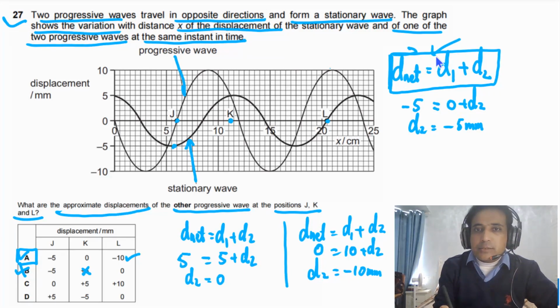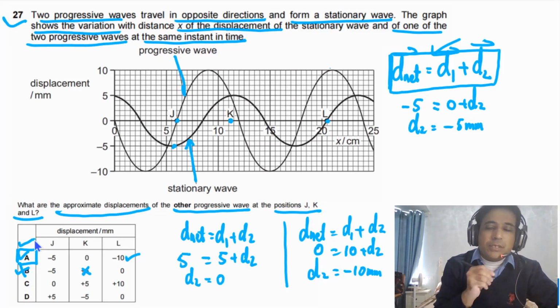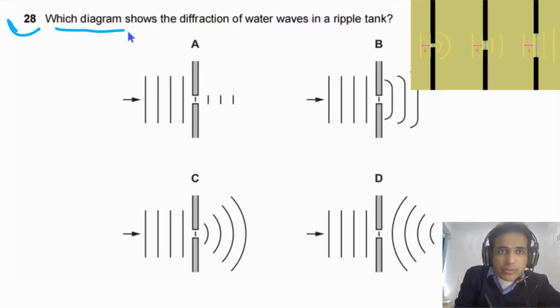So we can say this has to be the vector sum. So the answer for this question is A. Question 28 says, which diagram shows the diffraction of water waves in a ripple tank?